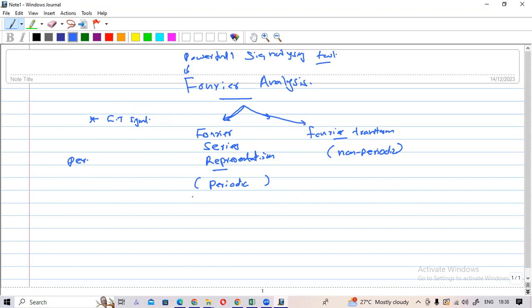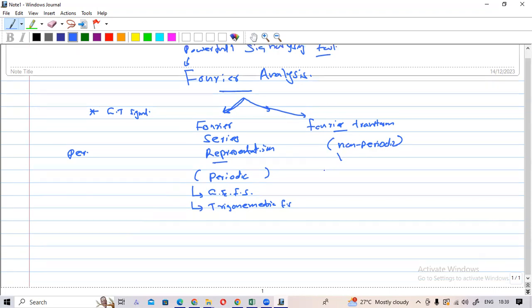Under Fourier series representation, we have two forms: complex exponential Fourier series and trigonometric Fourier series. Those are the two techniques we have learned under Fourier series representation, and Fourier transform we have learned for non-periodic signals.